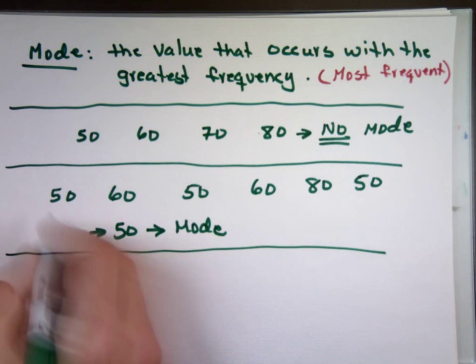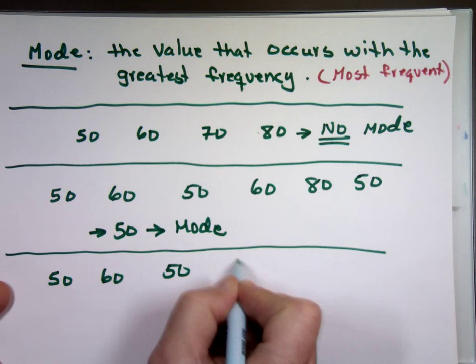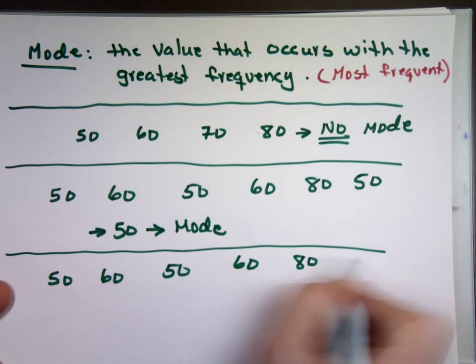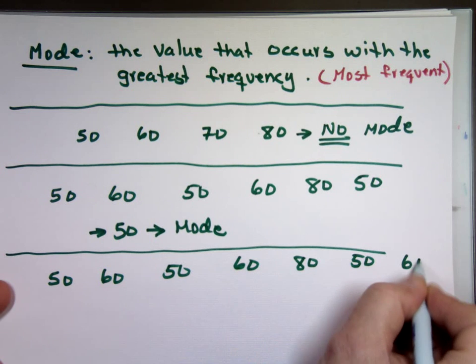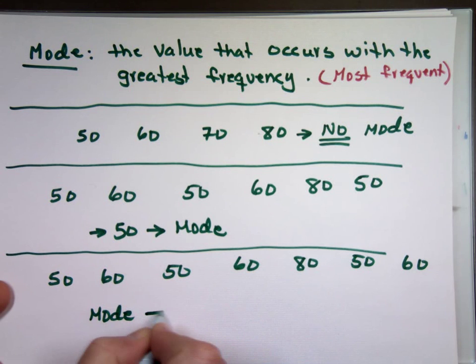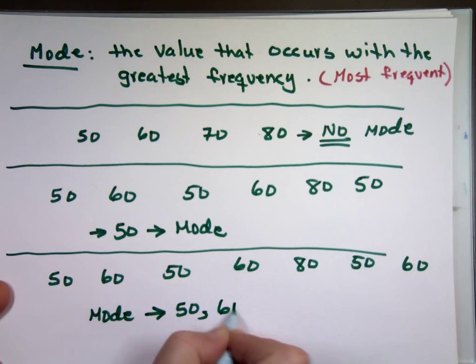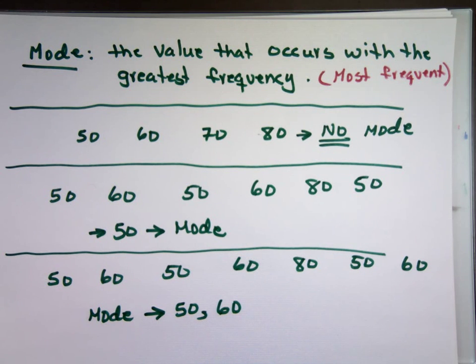Going back to this, 50, 60, 50, 60, 80, 50, 60. The mode is what? Both of them, 50, comma, 60. So you have two modes. They both showed up more often than the rest of them. So you could have one mode, no mode, or 3 modes. Which one or ones showed up more often?